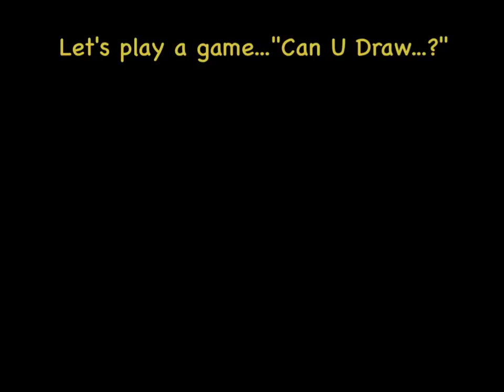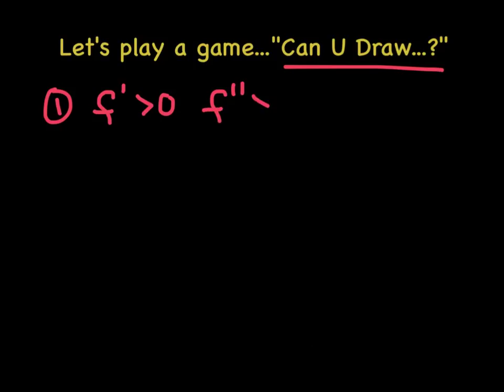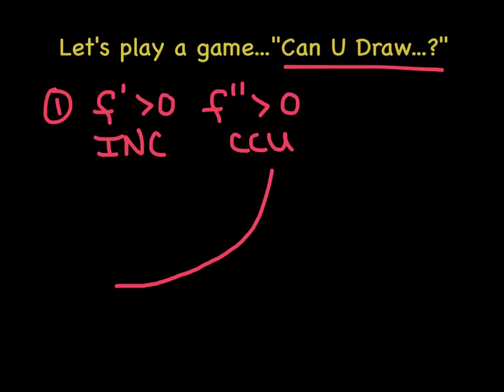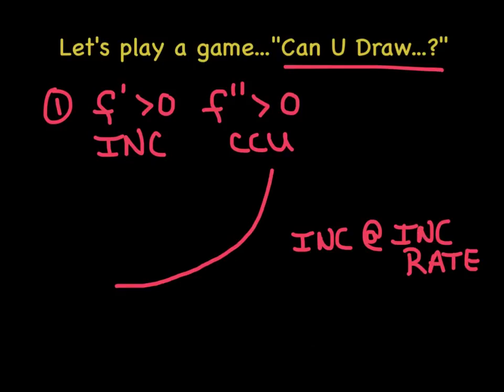Alright, it's time to play a very famous game, and this game is called Can You Draw the Following? Number one, I want you to draw a picture such that the first derivative is always positive for all real numbers, and the second derivative is also always positive for all real numbers. So translate that. We need to draw something that is always increasing and always concave up. I think we can do it. It would be a curve that looks like this, and we would say that this curve is increasing at an increasing rate.